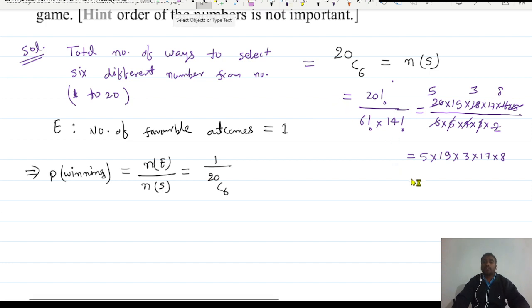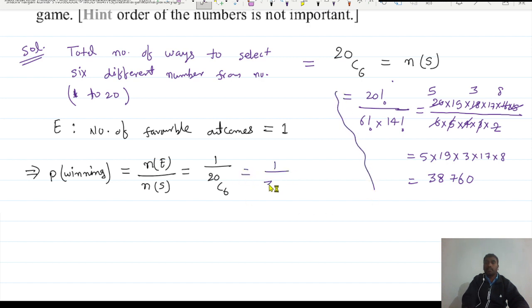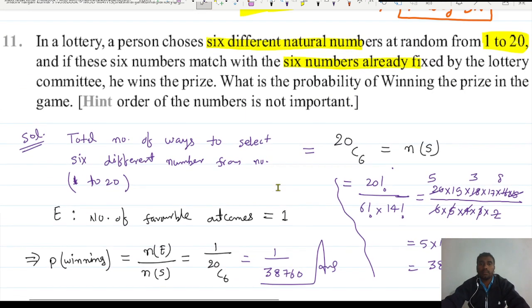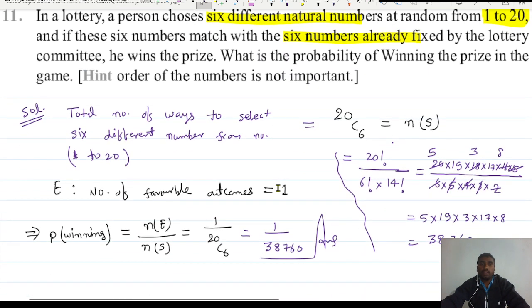So if you do this multiplication, what do you get here? So here we get 38760. You can do this calculation on your own. So what do you get after that? Here we get the exact answer: 1 upon 38760. This is the answer. So hopefully it's clear to you. Easy questions like this, we simply have to do in this way. Fine.